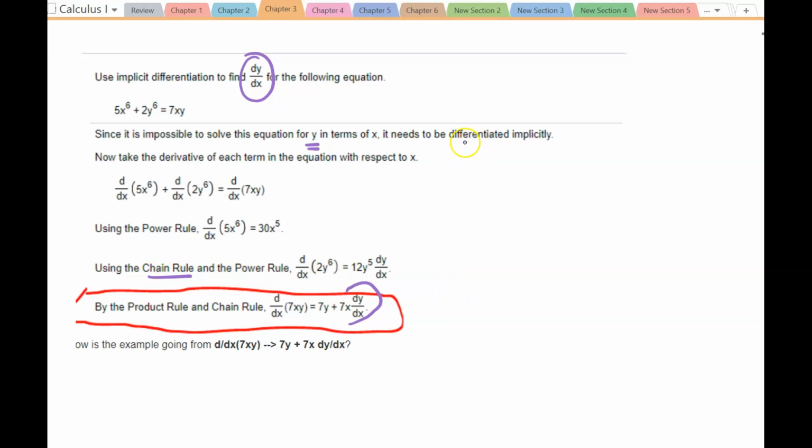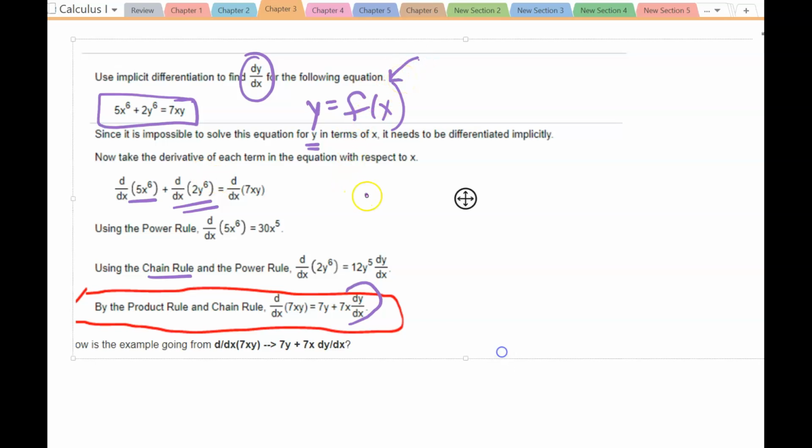So on this problem, we can't explicitly write this function as y equaling a function of only one variable, in this case x. So what we're doing here is we're taking each term. The first term is just the power rule. The second term is the power rule plus the chain rule. So y is a function of x.